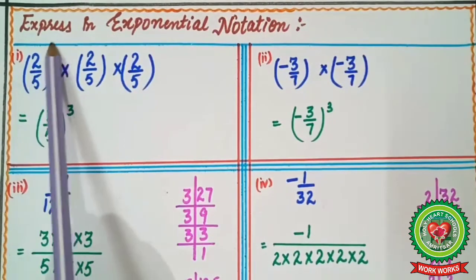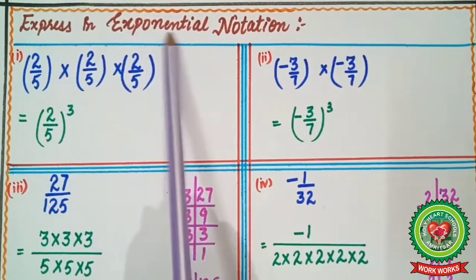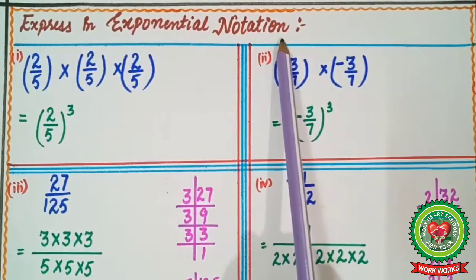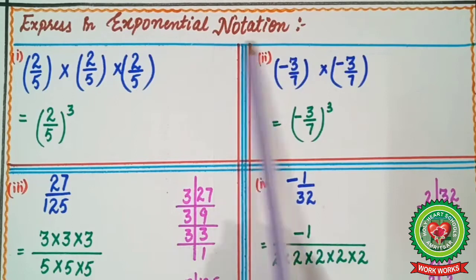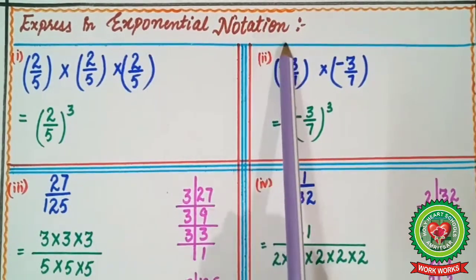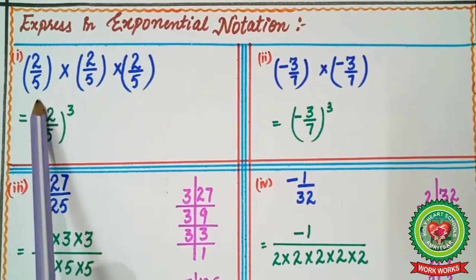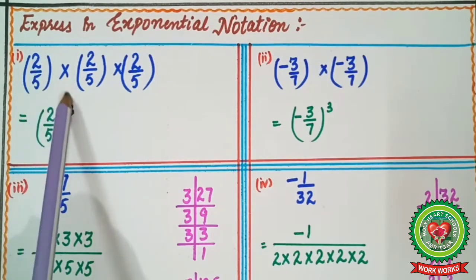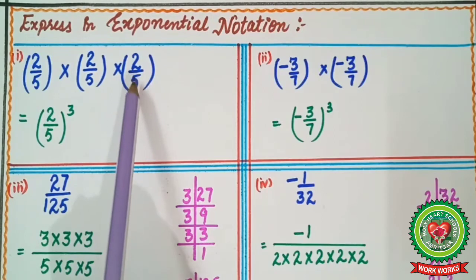So now move to the next question. So here's the statement, express in exponential notation, right? So that means you have to write the given numbers in the exponential notations. So here's the first question, that is 2 upon 5 multiplied by 2 upon 5 multiplied by 2 upon 5.